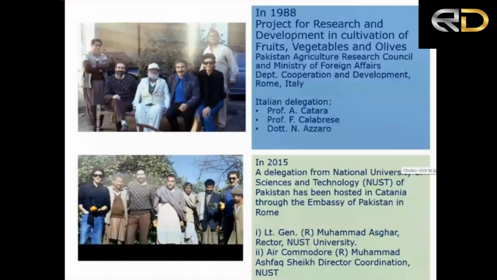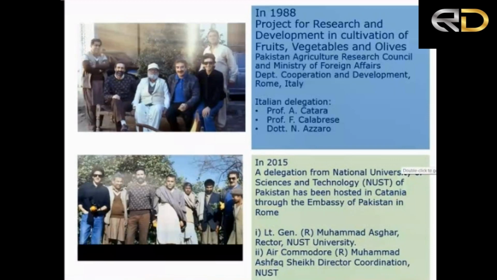This collaboration between Italy and Pakistan was done within our project for research and development in cultivation of fruit, vegetables, and olives between the Pakistan Agriculture Research Council and the Ministry of Foreign Affairs of Italy. Thanks to this collaboration, the Italian delegation transferred different technologies and also different Italian varieties of citrus plants in order to see their behavior, and also they took many innovations on the mechanical management.